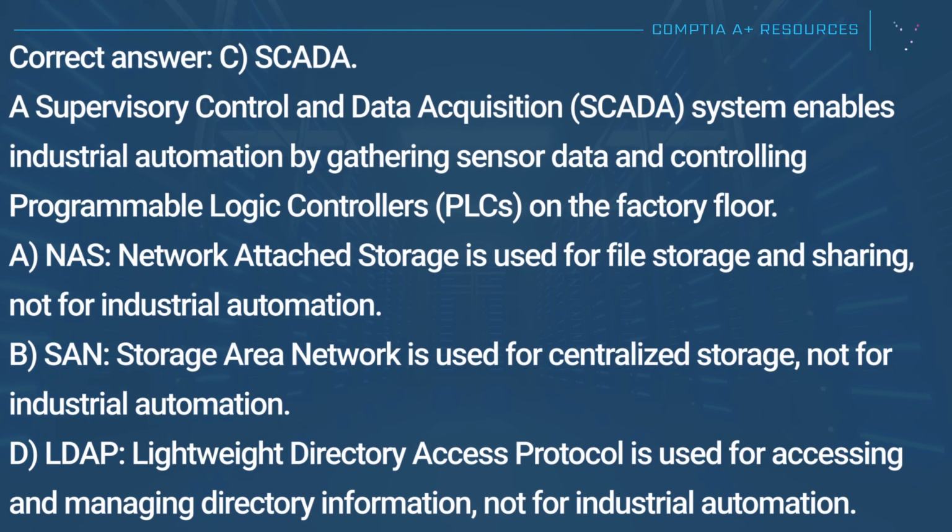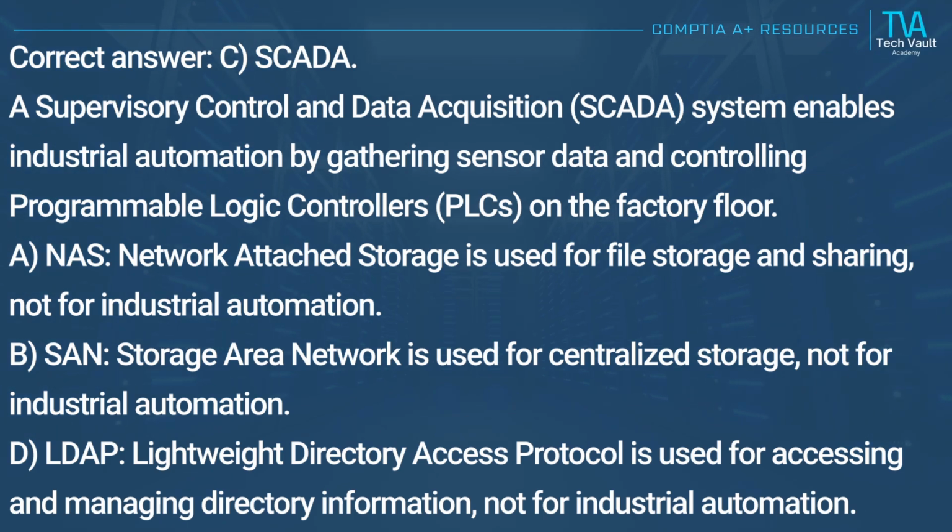Correct answer, C, SCADA. A supervisory control and data acquisition, SCADA, system enables industrial automation by gathering sensor data and controlling programmable logic controllers, PLCs, on the factory floor. A, NAS, network attached storage is used for file storage and sharing, not for industrial automation.